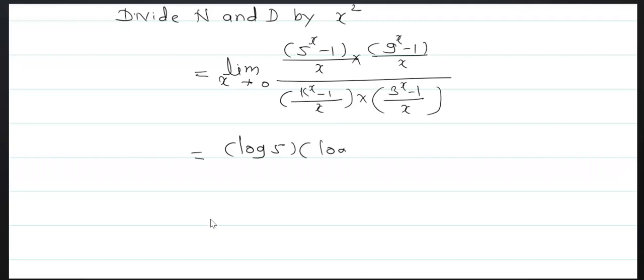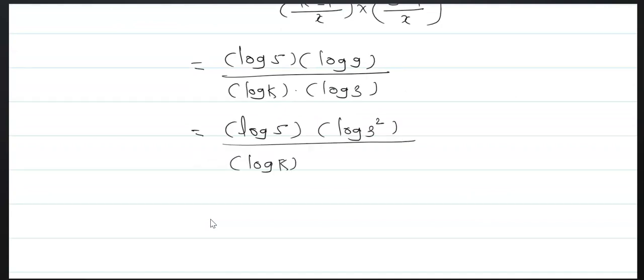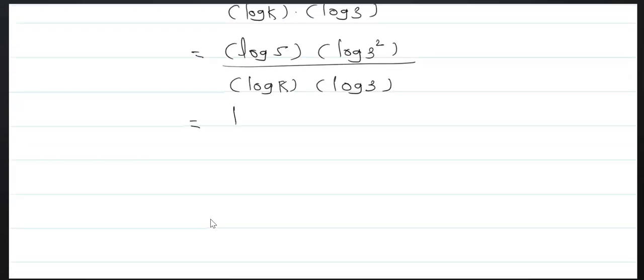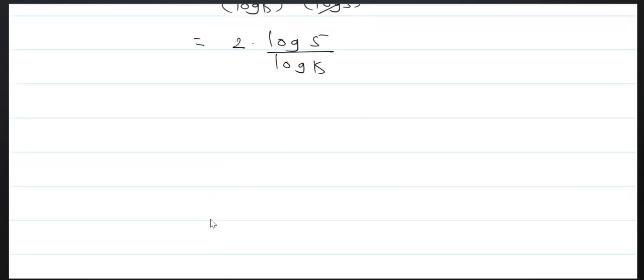Log of 5 into log of 9 into log of k, log of 3. Log of 9 means what? 3 square. Therefore you will get 2 times log of 5 upon log of k. Now, what is the value of the function?